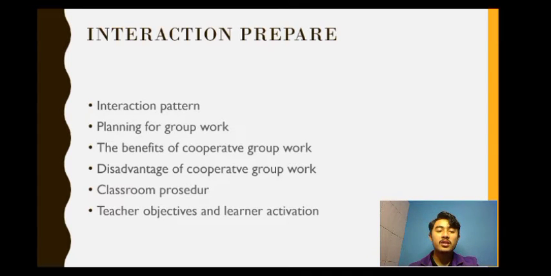In this material, there are some points. Number one, interaction pattern, that is discussion between teacher and learners. The learners give response and the teacher gives feedback. Number two, planning for group work. Consider what you want your students to get out of it. Number three, the benefits of cooperative group work. Number four, disadvantages of cooperative group work. Number five, classroom procedure. And the last one, number six, teacher objective and learners' activation.